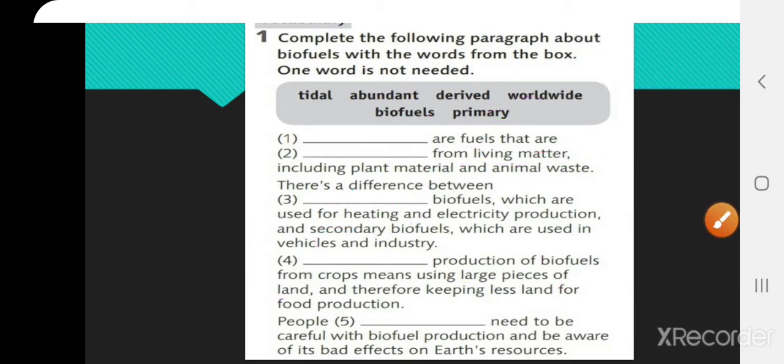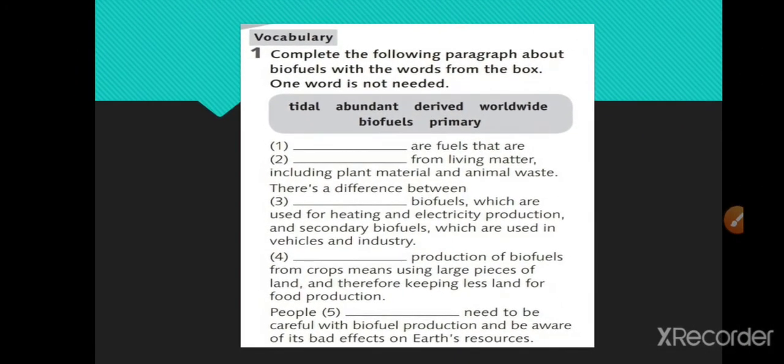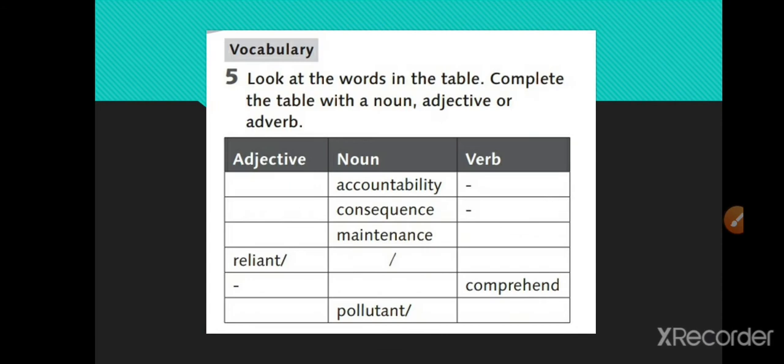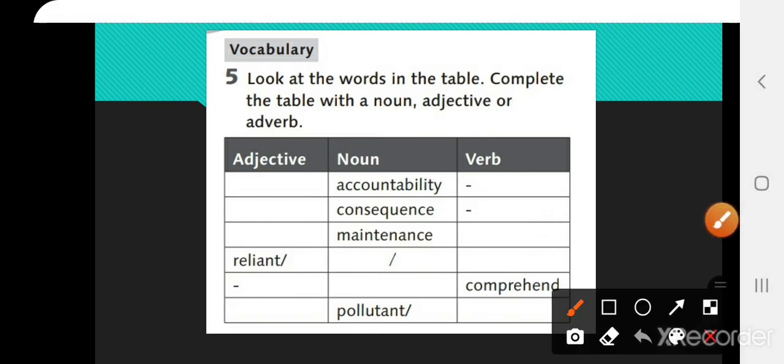Okay? Let's move now to the exercise which is on page 36. We have two vocabulary exercises. Let's look at them. The first one tells us what? Look at the words in the table. Complete the table with a noun, adjective, or an adverb. So here we need to fill the table with an adjective or adverb.